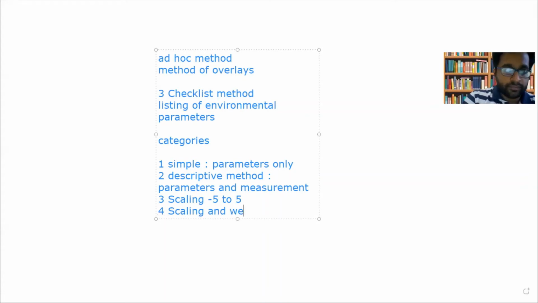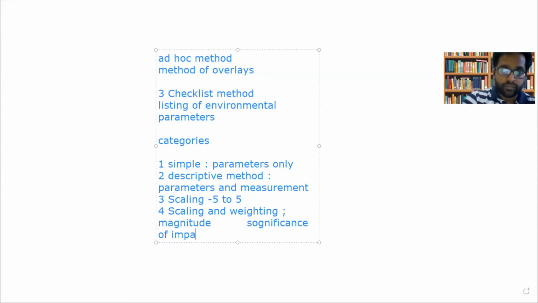Scaling and weighting. That is the last one. In scaling, depending on the magnitude of impact, you are assigning values, whereas in weighting, different parameters are considered, and which among these parameters is more important. What is the significance level of these parameters? That is considered in weighting. So the significance of impact is considered in scaling and weighting.